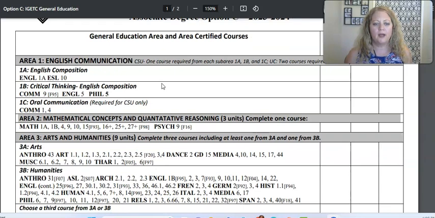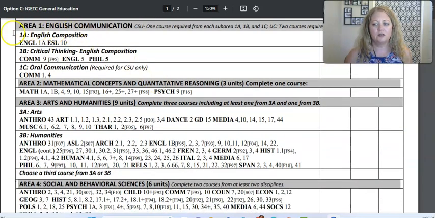So for Area 1, you need your English composition, which would be English 1A or ESL 10, or if you took AP English, you could count that there. The critical thinking is your second English requirement. So if you're not following IGETC, but you're just doing the 7 course requirements that we talked about, any one of these classes would meet your second semester of English. So Comms 9, English 5, Philosophy 5, or you could take English 1B, which is literature.